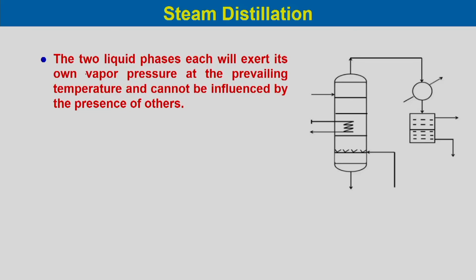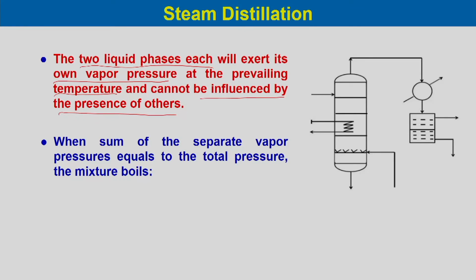So, in this case, as we have 2 different liquids, each will exert its own vapor pressure at the prevailing temperature, and that cannot be influenced by the presence of any other component. When the sum of the separate vapor pressures equals the total pressure, the mixture boils. So, basically, if we add their individual vapor pressures and that equals the total pressure, then the mixture would start to boil.